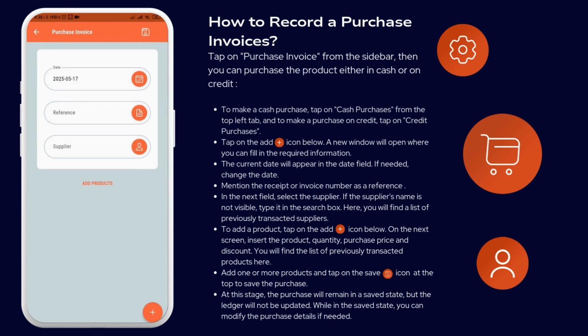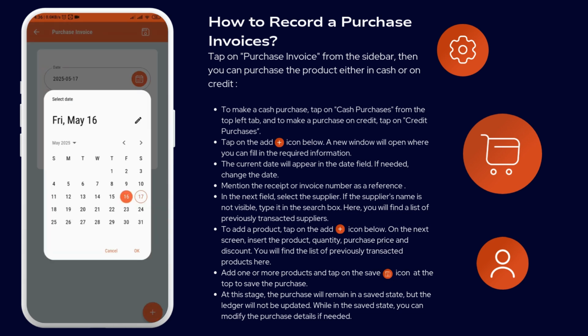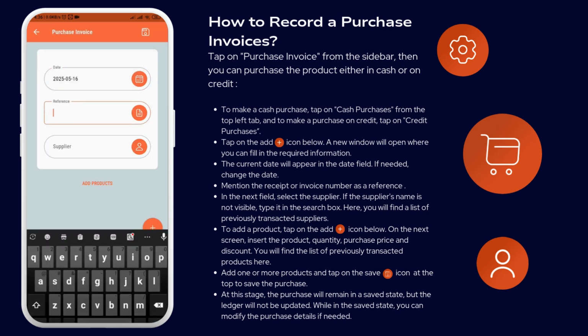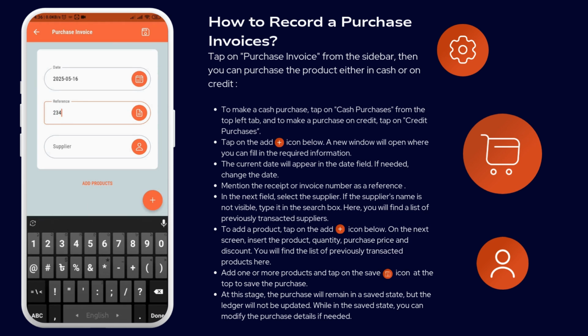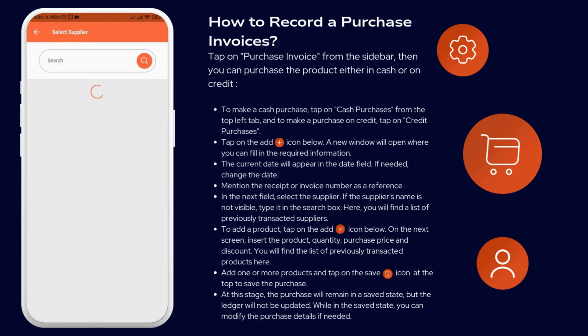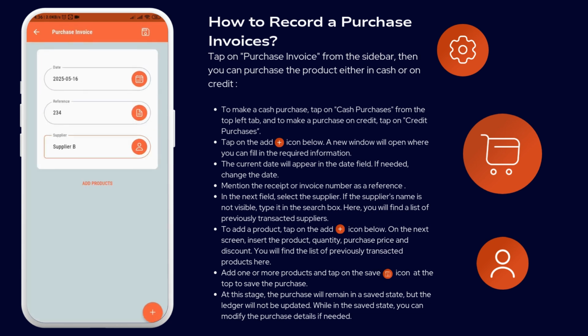The date field will automatically show today's date, but you can change it if needed. Then enter a receipt or invoice number if you have one. Next, select the supplier from whom you are making the purchase. For example, let's say we are purchasing item on credit from supplier B.